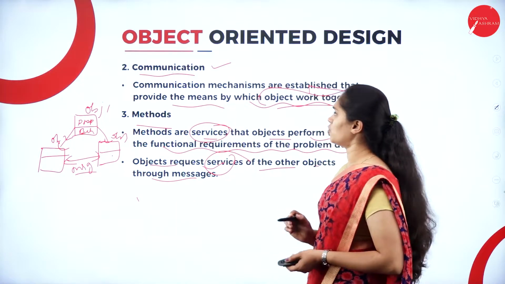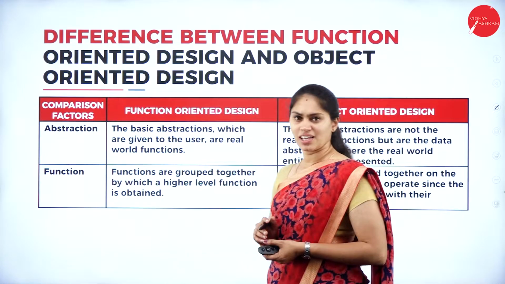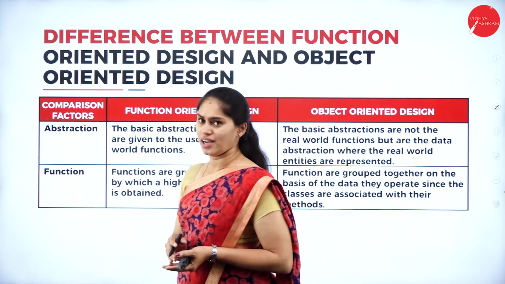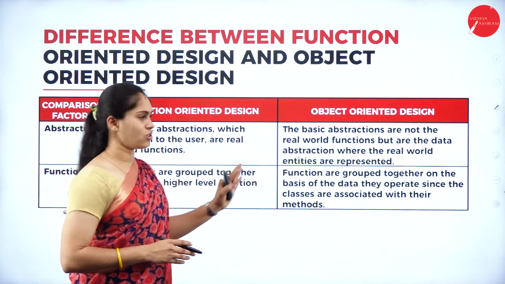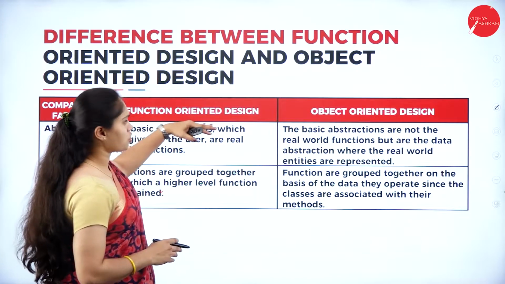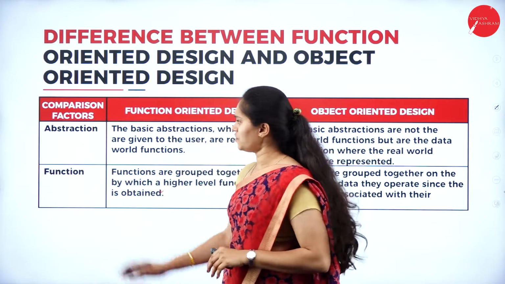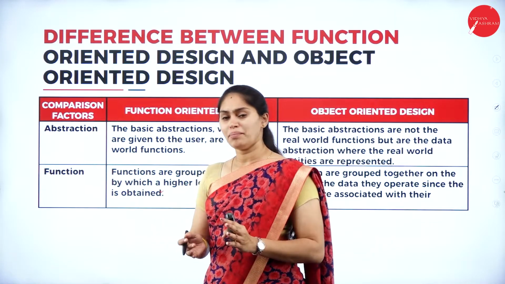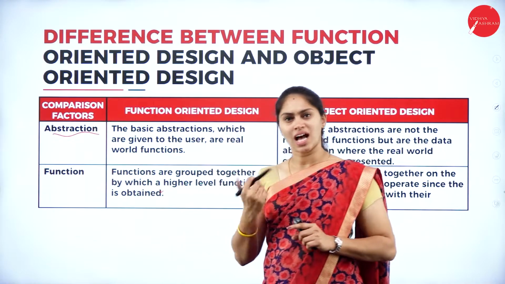So this is related to what? Object oriented design. Now here you can see the difference between object oriented as well as function oriented design. This part is related to function oriented design and this is related to object oriented design. The first column specifies on what basis we are making a comparison.